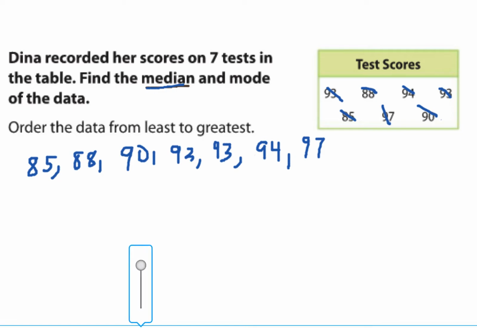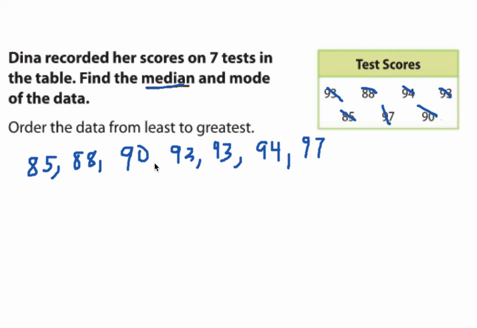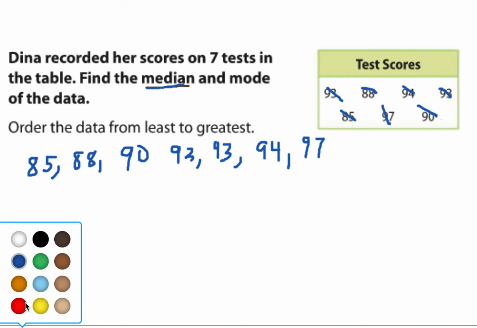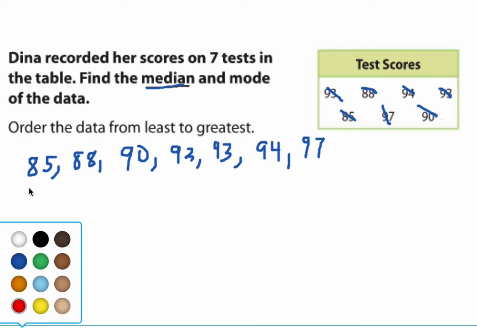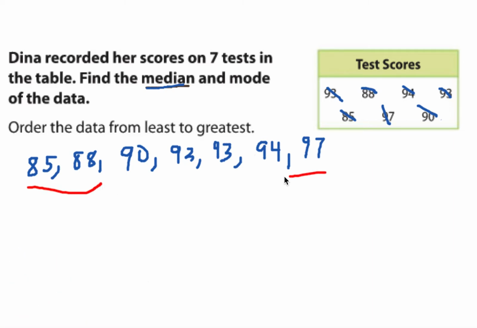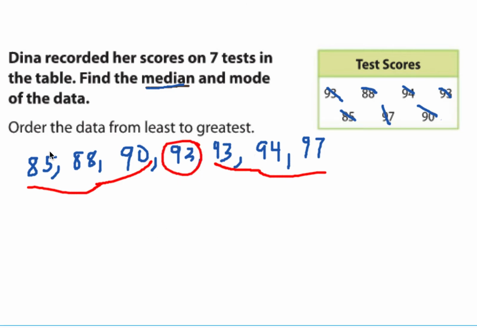And now we're going to look for the middlemost number. So you're trying to find the middle value. Sometimes there are 2 middle values, but let's see what we got here. We've got 2 so far here. We have 3 numbers on this side, like balancing a scale. We have 3 on this side, 3 on that side, and the middlemost number is 93. So your median would equal 93.